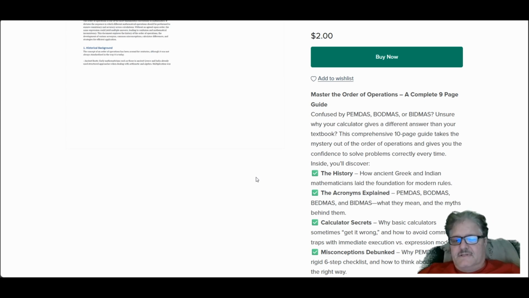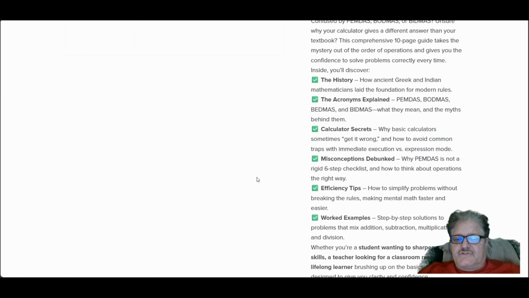It covers the history of the order of operations, and explains how ancient Greek and Indian mathematicians laid the foundation for modern rules. So this is really nothing new. It also explains the acronyms. A lot of people get confused about what PEMDAS and BODMAS and BEDMAS and BIDMAS are. They're just memorization tools, and a lot of people get confused about these. They think they're a six-step checklist. I describe those in here.